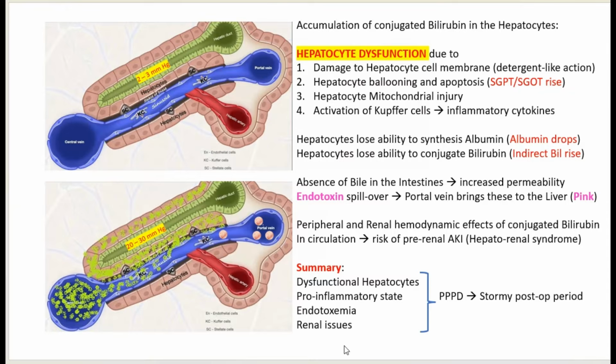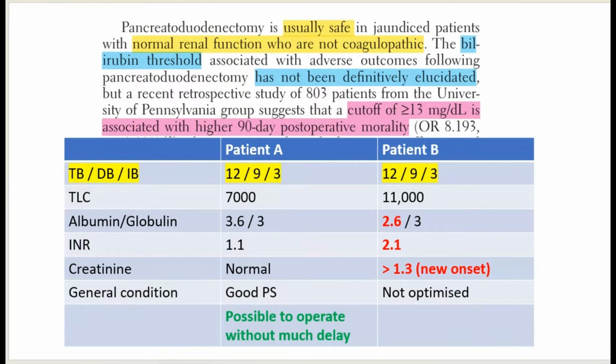All these put together, when we subject a patient at this stage to a Whipple's procedure, we may expect a very stormy post-op period. So that is why it is important to understand, while deciding to place a stent or not, it is not the value of bilirubin. There is no absolute value of serum bilirubin that can be taken as a cutoff above which we need to stent and below which we can avoid stenting.